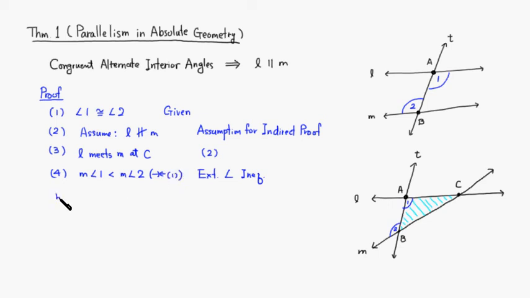Right, so therefore these two lines are parallel to each other. So this is the rule of elimination. We eliminated the case where L is not parallel to M. Alright, that's it. And note that the converse of this statement cannot be proved without using an extra axiom.